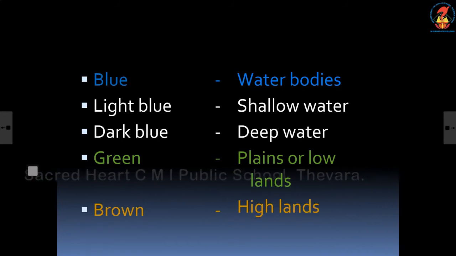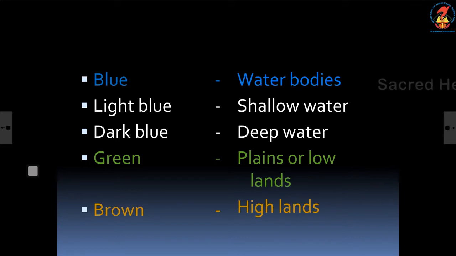We are studying different colors, but today we are studying only the 3 colors. The blue color is used for water bodies. In the blue color itself, we have light blue and dark blue. Light blue is used for shallow water and dark blue is used for deep water. Clear, children? The next one, green color.